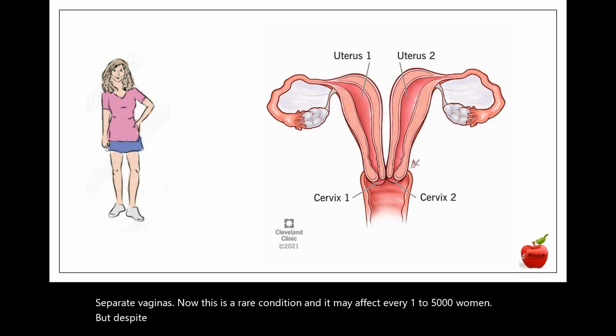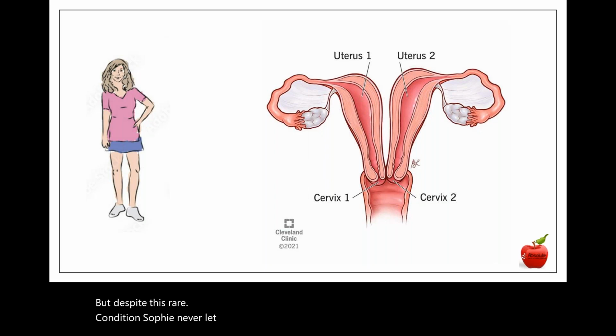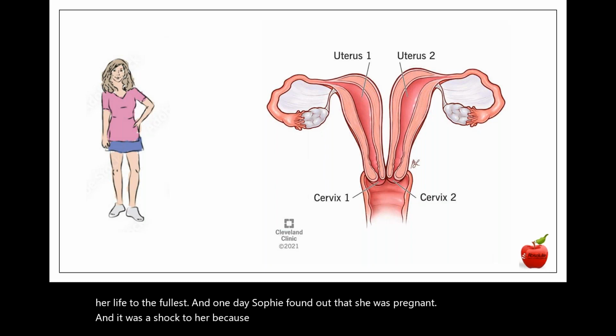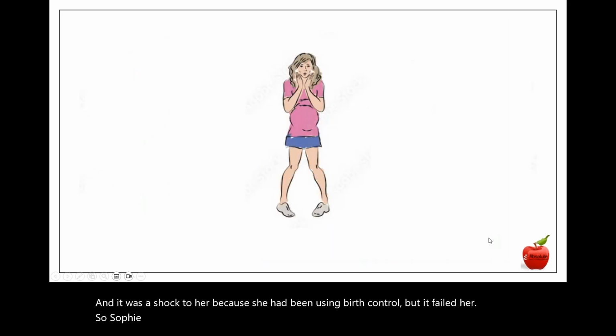But despite this rare condition, Sophie never let it hold her back, and she decided she was going to live her life to the fullest. And one day, Sophie found out that she was pregnant. And it was a shock to her because she had been using birth control, but it failed her. So Sophie scurried on over to the doctor and she said, "Hey, I'm pregnant."